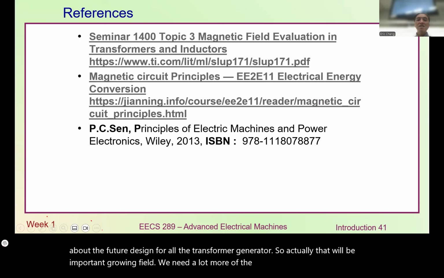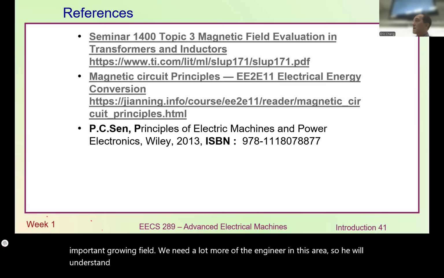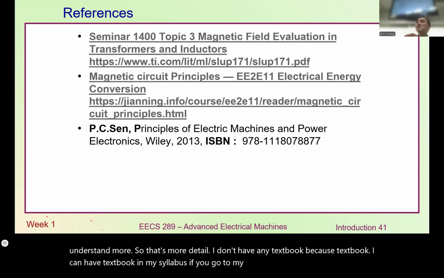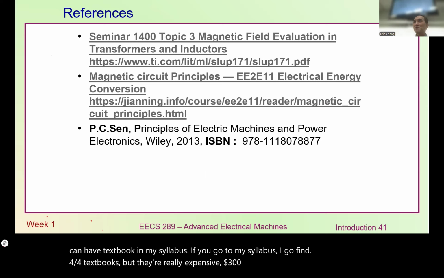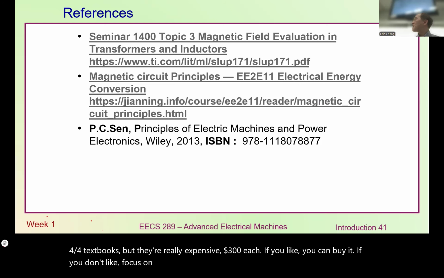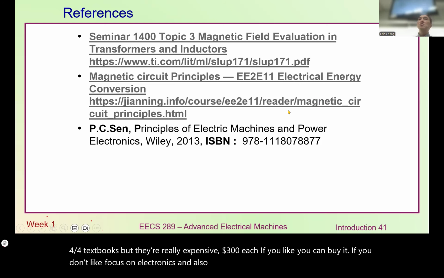If you want to understand more, there is more detail. I don't have a single textbook. In my syllabus, I list four textbooks, but they're really expensive, $300 each. If you like, you can buy them. If you don't, focus on my lecture notes and my hyperlinks here, and then you can know all the details.